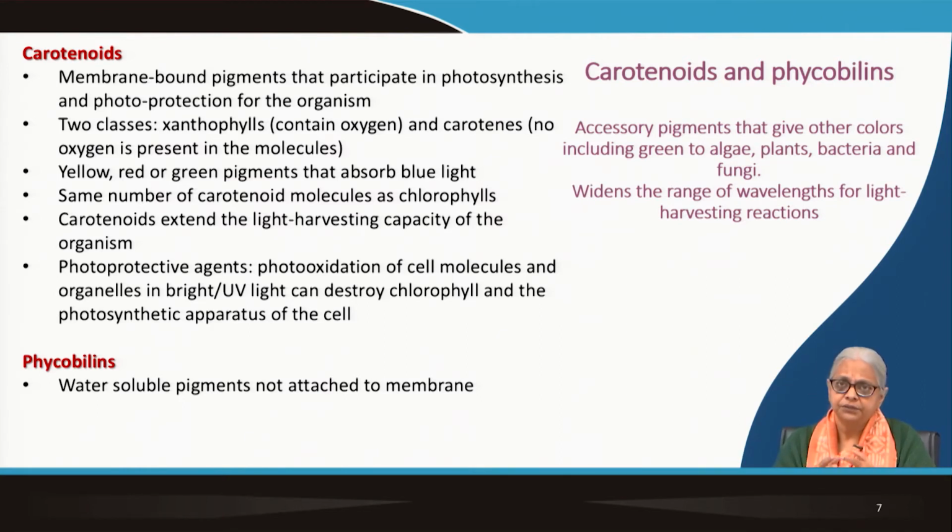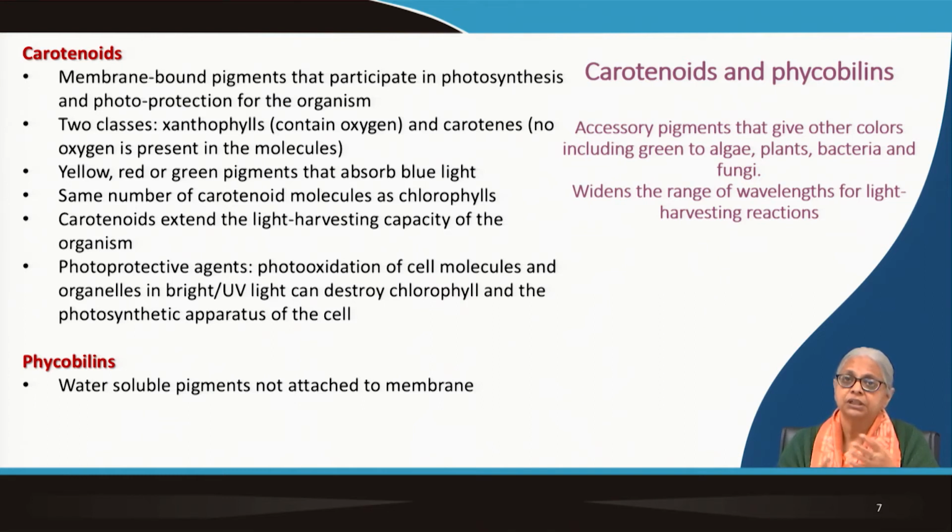Now, there are other accessory pigments which are called carotenoids and phycobilins. So when you see plants with yellow, green, red, these kinds of colors, these are accessory pigments that are giving these plants those colors. You can also find them in algae. You can find red algae, you can find pink algae. All these colors are there in both microorganisms as well as higher plants. And these accessory pigments have two major functions to perform.